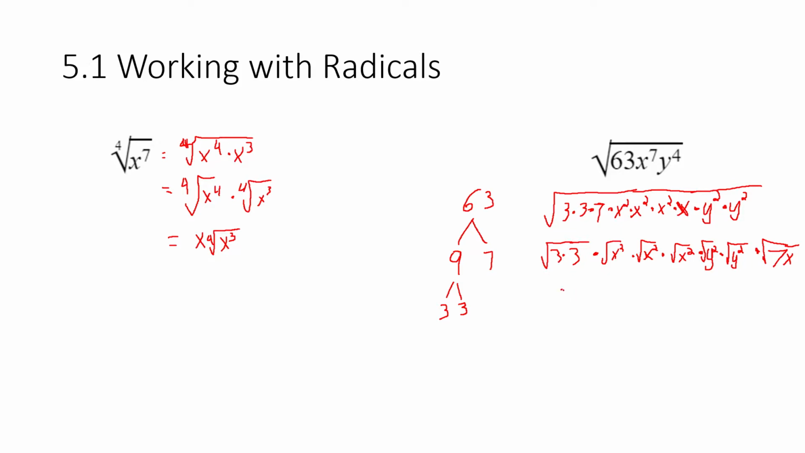So root 3 times 3 is 3. The square root of 9 is 3. The square root of x squared is x. Square root of x squared is x. Square root of x squared is x. And then y and y. And then nothing to do with the 7x as a radical. Let's combine our like terms, and we'll have 3x cubed y squared times root 7x.